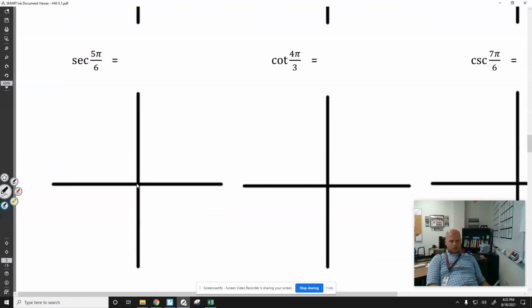Five pi over 6. How did I get that? 6 pi over 6. Subtract a pi over 6. If you haven't figured that out yet, then stop watching and try it yourself. Okay? If you are just waiting for me to put up where things are and you don't know where they are and you haven't figured it out, stop watching this video. You should be doing this by yourself. Okay? Hopefully this is just helping you. Subtract.